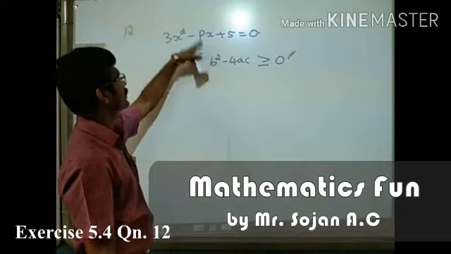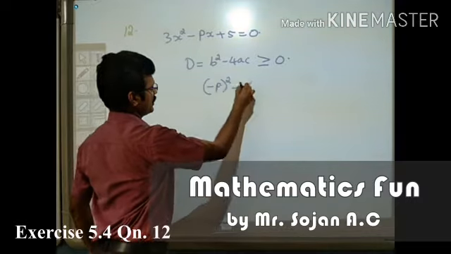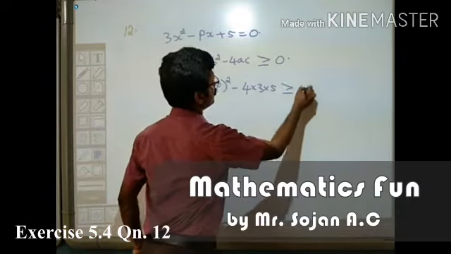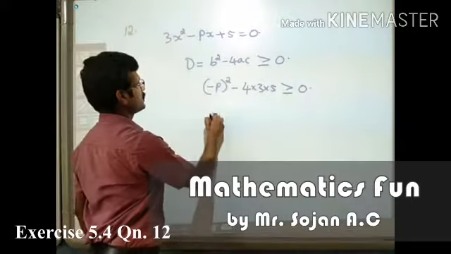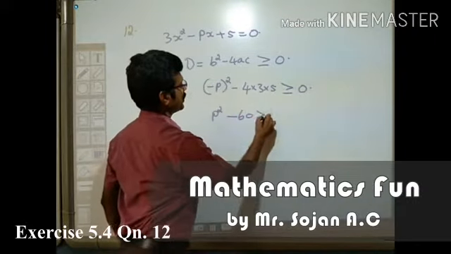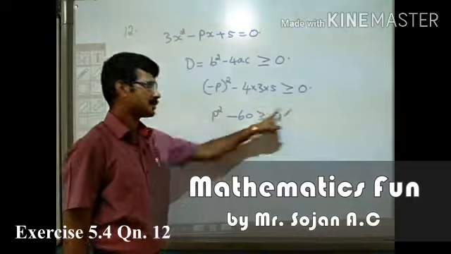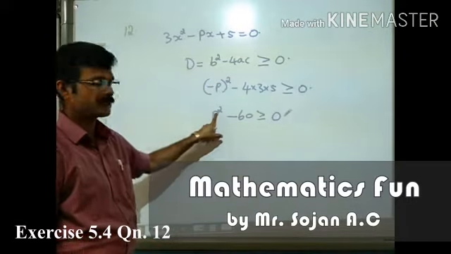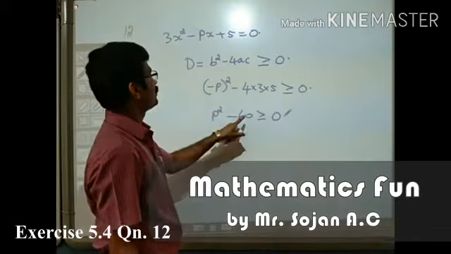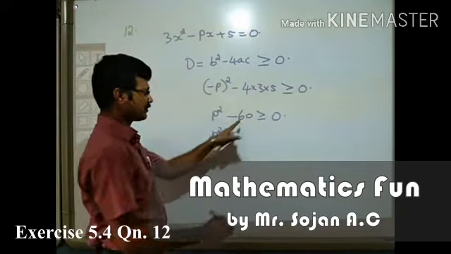So we will substitute. So p is minus p, so minus p whole square minus 4 into 3 into 5 greater than or equal to 0. So this is p square, this is coming to 60, greater than or equal to 0. In second degree we cannot take 60 to that side, then we won't be able to proceed. So in second degree we have to go ahead by method of interval. So what I will do, this one I can write in square format.